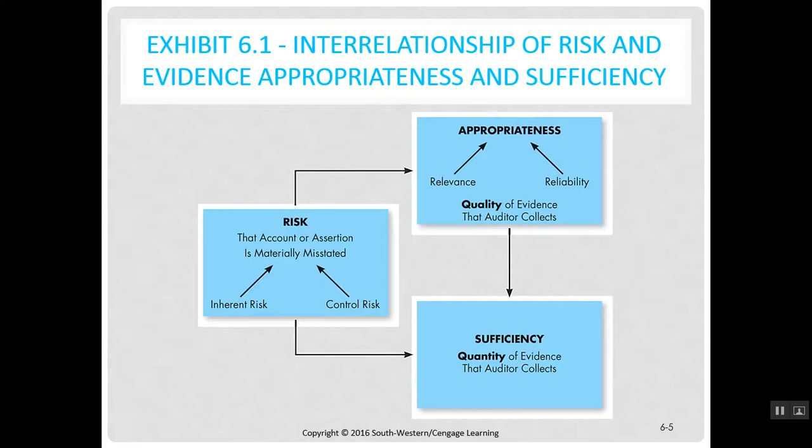Okay, so this exhibit shows the interrelationships of risk and evidence, appropriateness, and sufficiency. So we talked a little bit about risk the last couple of chapters, the difference between inherent risk and control risk, and that's going to determine how much, which is the quantity of evidence that we need to collect, or the sufficiency. And then we need to look at the appropriateness of that evidence, with the two main threads being relevance and reliability. And this is the quality of the evidence that we collect. So basically we're looking at quantity and quality of the evidence.